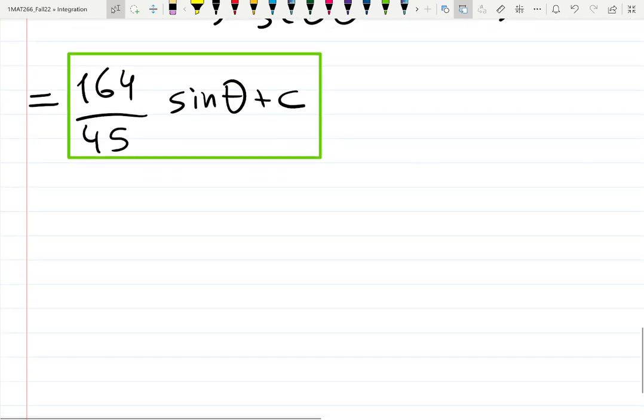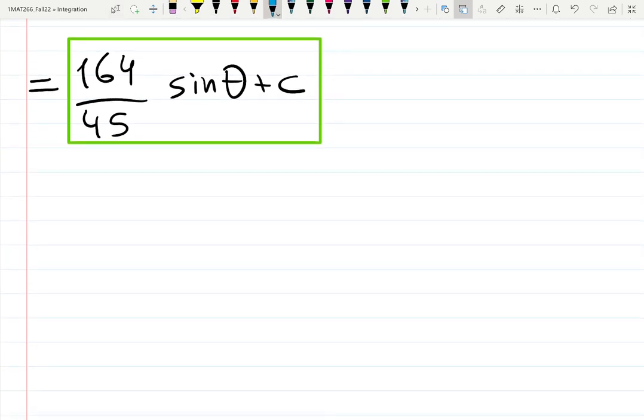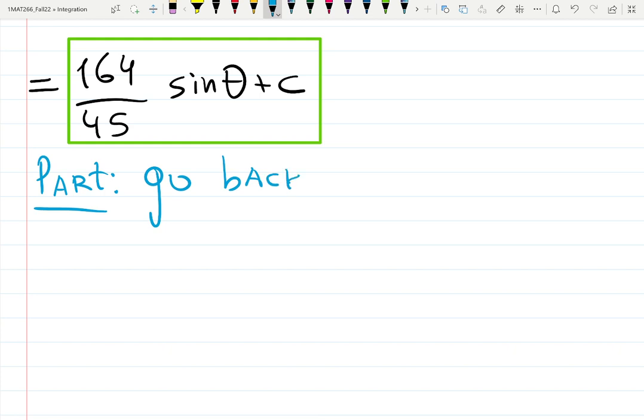Let me make this part 2 of this example. Part 2 is to go back to the x variable, right? We have to return to the original variable, so we will use the right triangle. Use right triangle, that's my note.